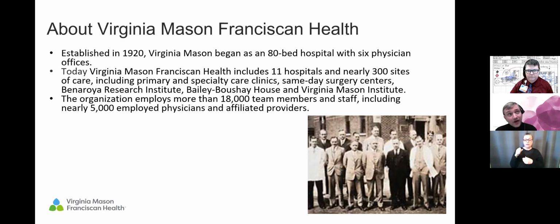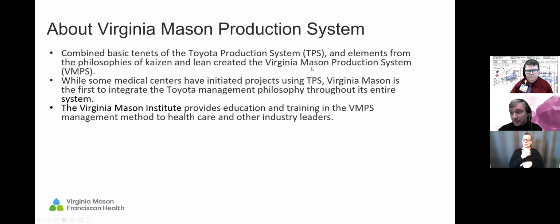A factor that was largely considered in our decision to merge with CHI Franciscan was our management system. Our management system, as Jessica named, was the VMPS, which stands for Virginia Mason Production System. The Virginia Mason Production System is really a hybrid of some values from the Toyota Production System and elements from the philosophies of Kaizen and Lean.